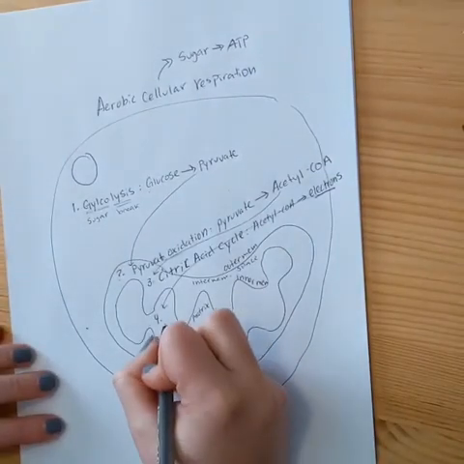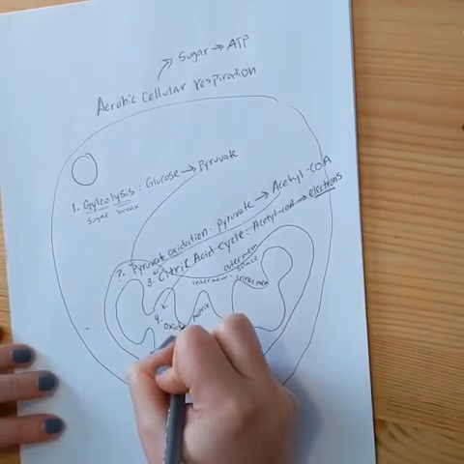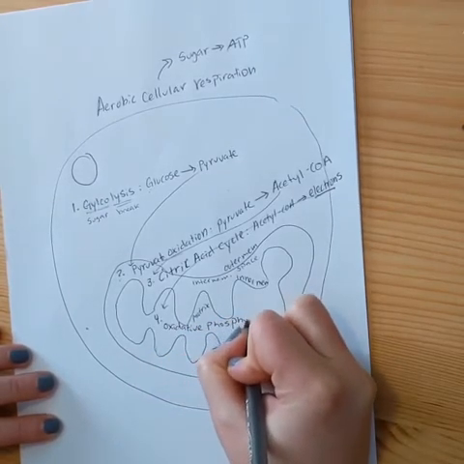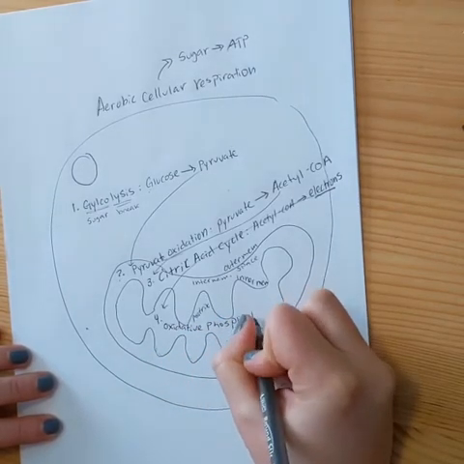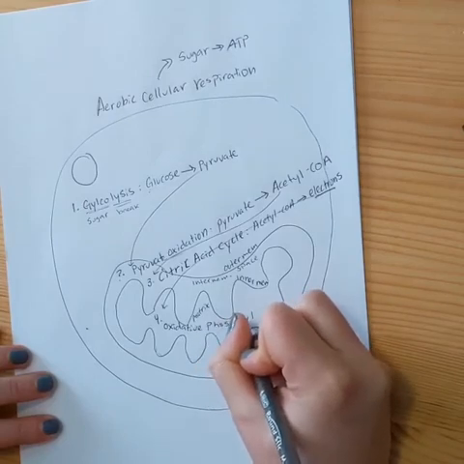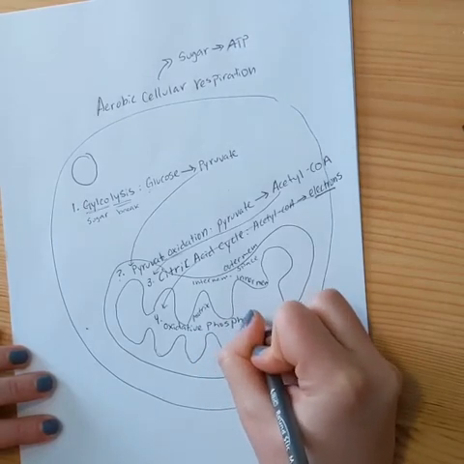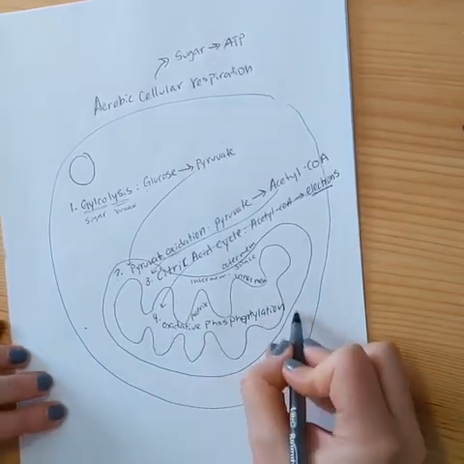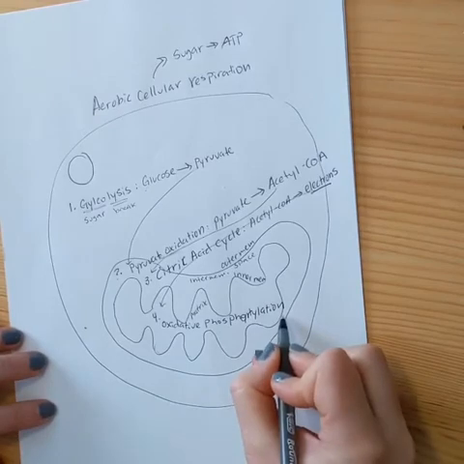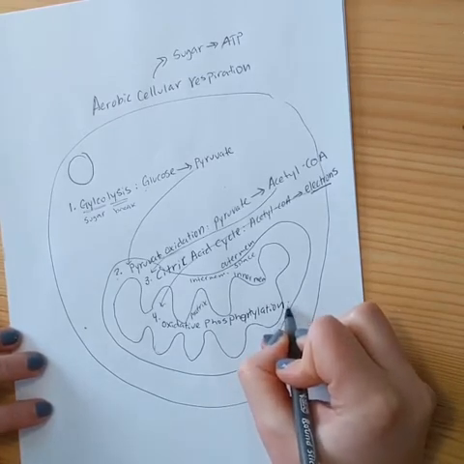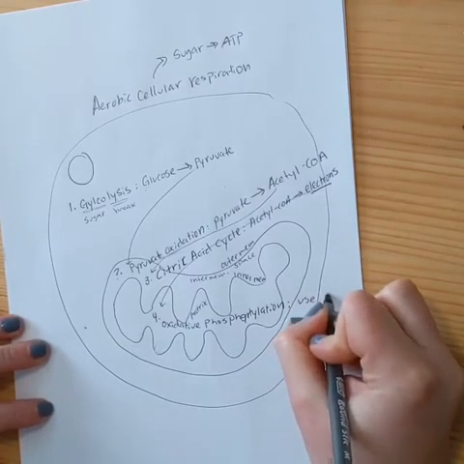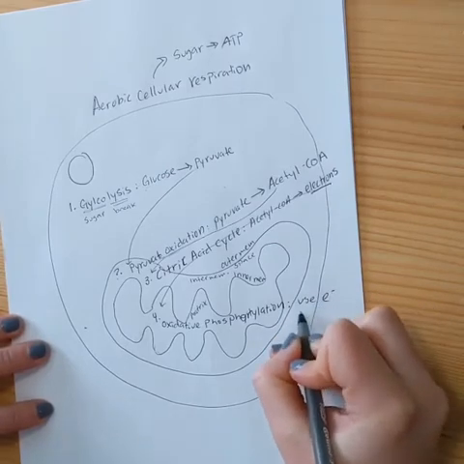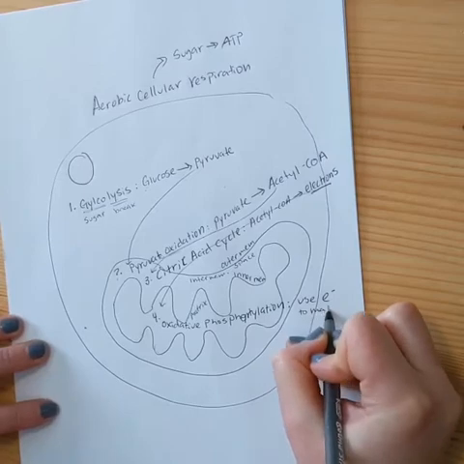which is called oxidative phosphorylation. Left out an R. Oxidative phosphorylation. Oxidative phosphorylation is going to take those electrons, and I'm going to abbreviate it now, electrons with a little negative because they're negatively charged, to make ATP.